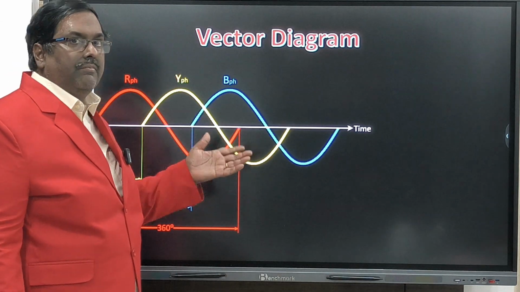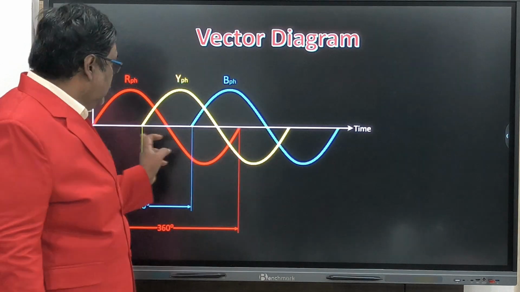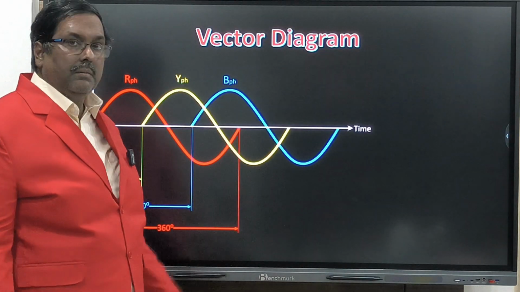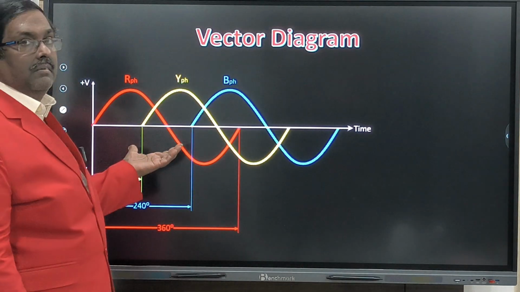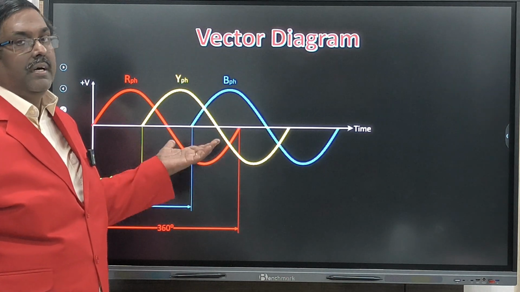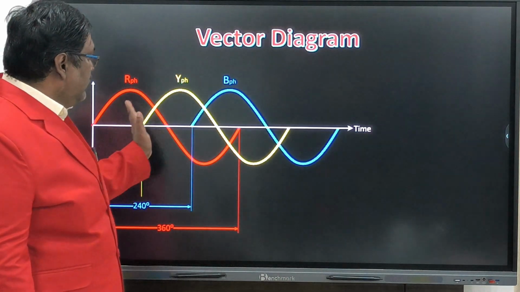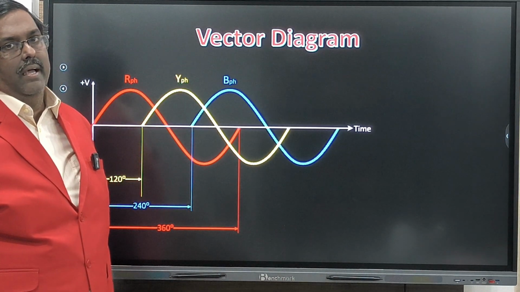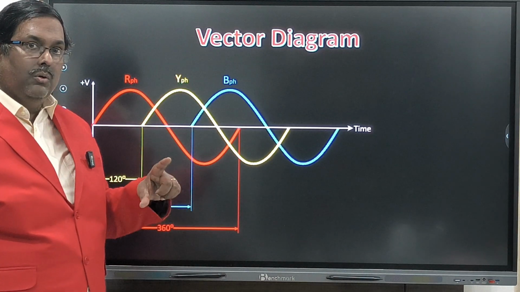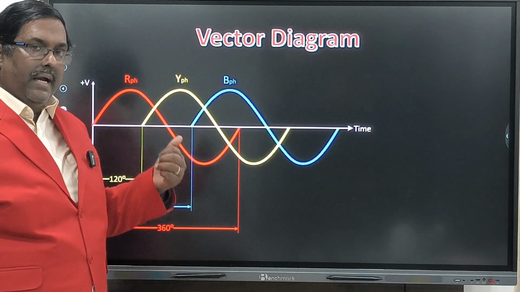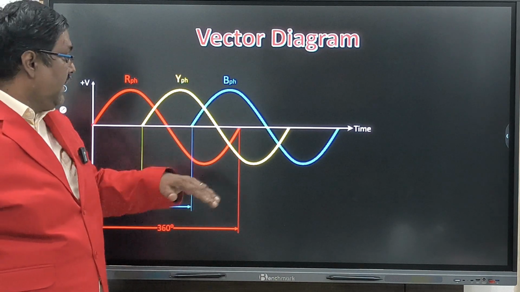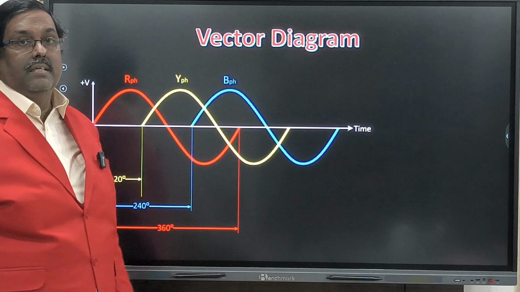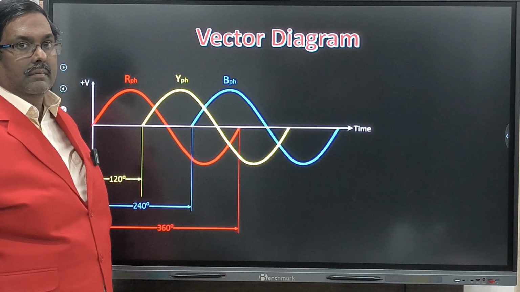Vector diagram means we draw a single line, because this is a curve, no? Either arithmetical or mathematical calculation is very difficult if you want to do it. So we are converting this drawing into a single line diagram. That is called a phasor or vector diagram. That will show the magnitude, and the single line will show the magnitude with the direction, which angle, which degree it started.